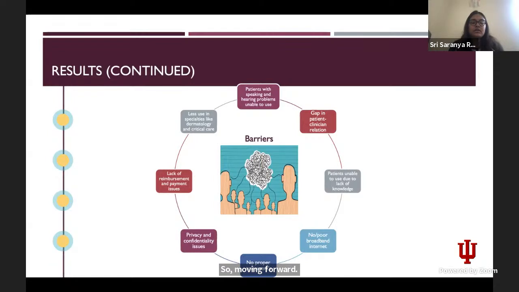concluded that the topmost barriers were lack of reimbursement and payment issues, and the patients unable to use technology due to lack of literacy of the technology. So if one can work on them and attempt to reduce them, I think we can majorly increase the adoption and implementation. Also, some of the barriers were patients with speaking and hearing problems were unable to use. There was a gap in patient-clinician relation. There is poor broadband internet, and there is lack of resources or proper equipment. There are privacy and confidentiality issues.